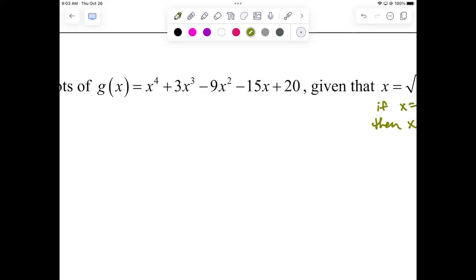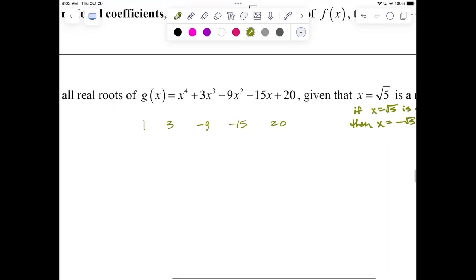Okay, let's go ahead and write our coefficients down. 1x to the fourth, 3x cubed, negative 9x squared, negative 15x, and 20. All right, now we're going to draw our synthetic division line. We're going to put our root box in the front, and we're going to put our remainder box in the back. And I know I'm going to get 0 there. Let's go ahead and do the positive square root of 5 first.